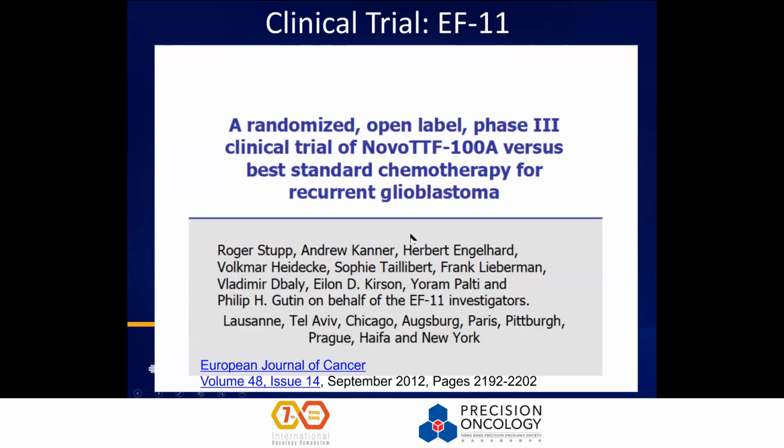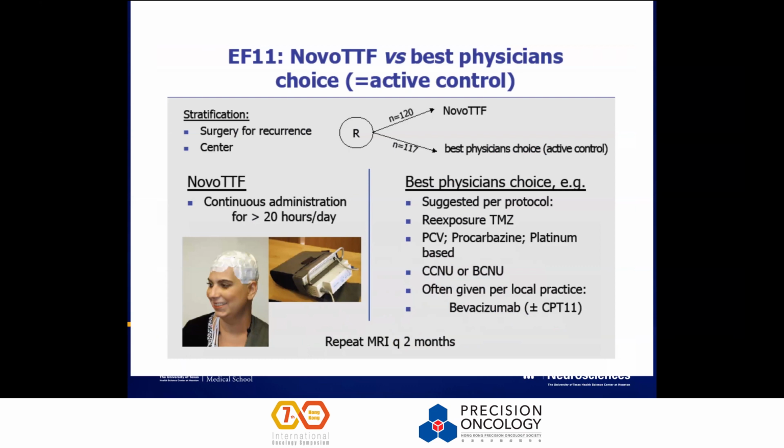This is a paper published in 2012 by Stupp and colleagues, studying a randomized, open-label phase 3 clinical trial of novel TTF versus best standard of care therapies for recurrent glioblastoma. 120 patients were randomized to the novel TTF arm, and 117 to the best physician choice arm as active control.